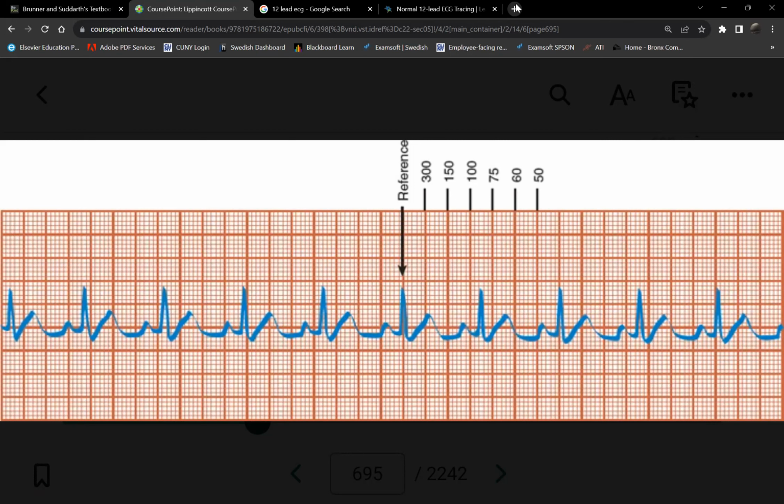Can I count this one? No. Why not? Because you can't see the P. Is this a complete heartbeat? No, it's missing the P, right? Okay, so can I count this one? Yes. Okay, let's count. 1, 2, 3, 4, 5, 6, 7, 8. Is it exactly 8?